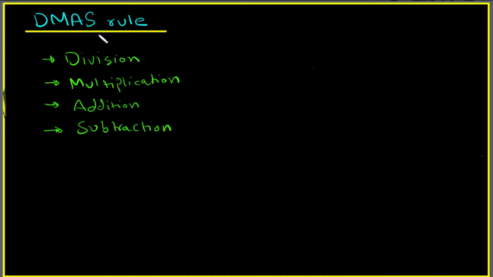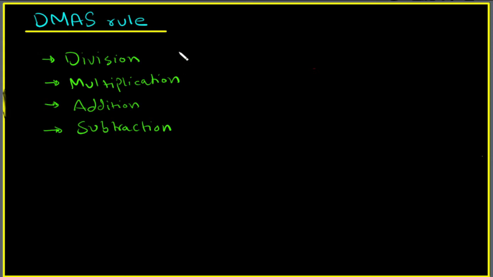So let's understand what is the DMAS rule, or however you want to pronounce it. It is nothing but simply an acronym or abbreviation for these four operations that we learn in our mathematics right from day one: division, multiplication, addition, and subtraction.